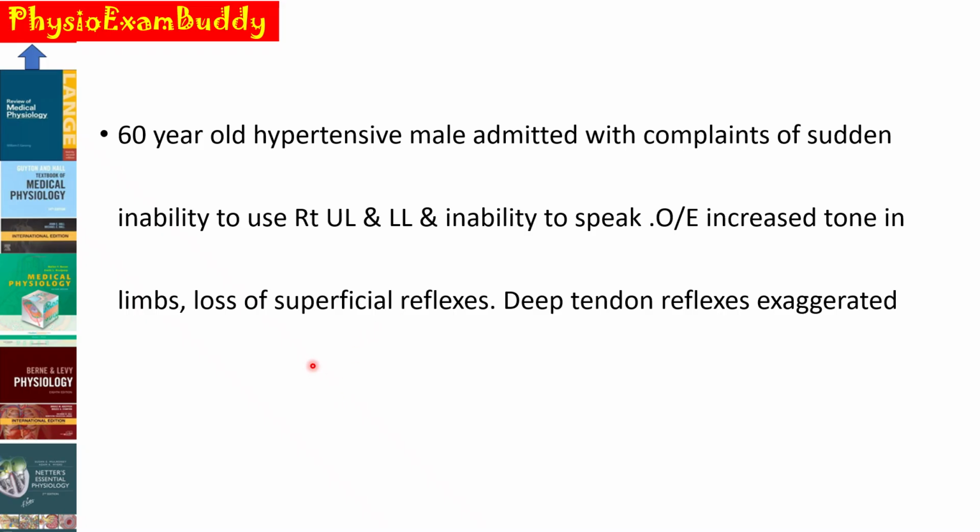Before going to study about the corticospinal tract or pyramidal tract, we can see two scenarios. First one is, if you get a case like this, that is a 60-year-old hypertensive male, means he is an old hypertensive, means increased blood pressure. He is admitted with the complaints of sudden inability to use his right upper limb as well as the right lower limb. That is, same side of the body he is unable to use, that is the right side. Along with that, he has an inability to speak.